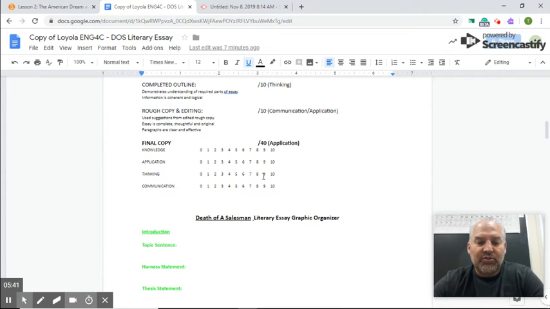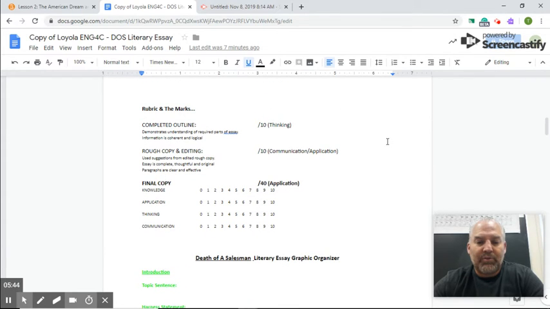I've given you here's your rubric. I'll give you a little bigger rubric, but for right now, here's what it's going to be out of 60. So there's a thinking aspect. You will have to do a completed outline that you'll see here in a second, evidence of rough copy and editing, and then your knowledge, application, thinking, communication out of 40. And again, I'll give you a larger rubric as we move forward.